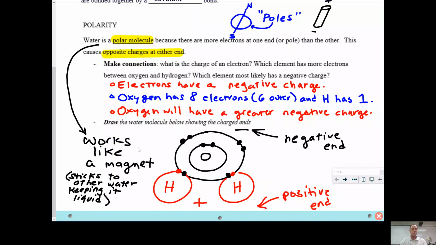This causes water to work like a magnet. It's a very small molecule compared to other molecules, and yet it's in a liquid state. And it's a liquid state because water will stick to other water molecules. Most other molecules of this size and even larger are actually gases.